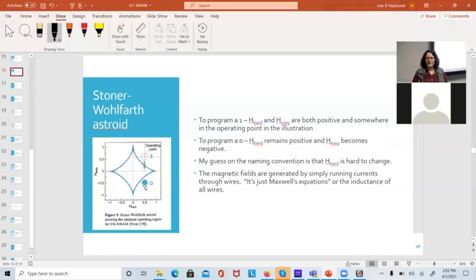The first time I asked Dr. Cambo this question, just, how do you get a magnetic field, he looks at me and goes, it's just Maxwell's equations.